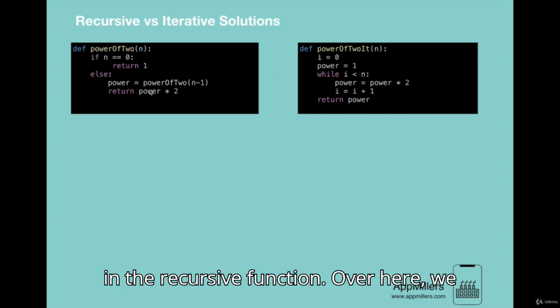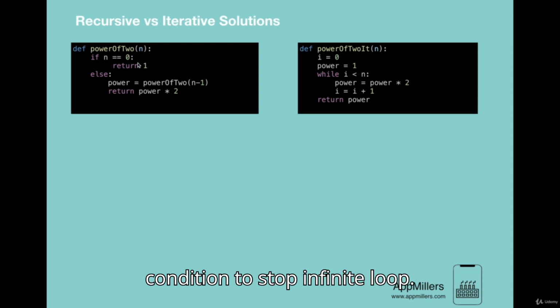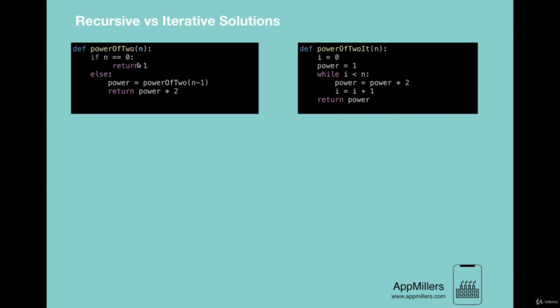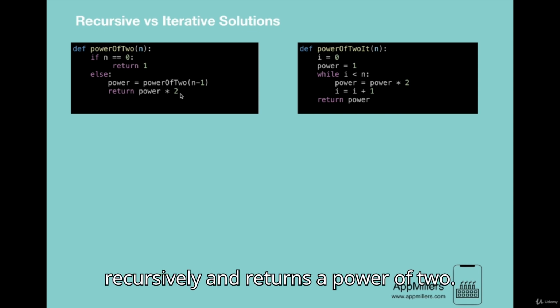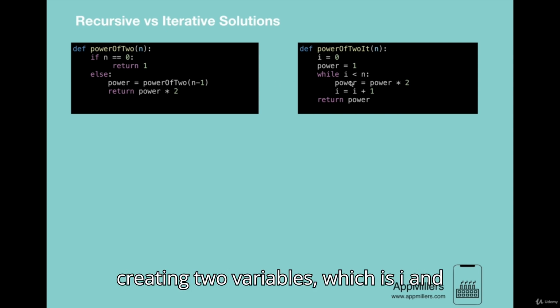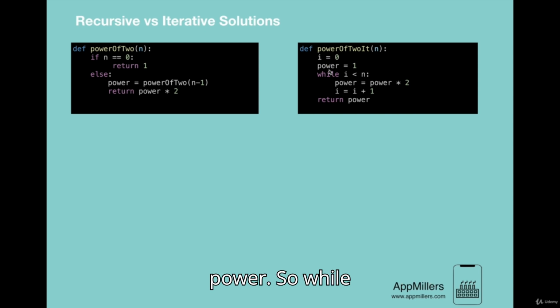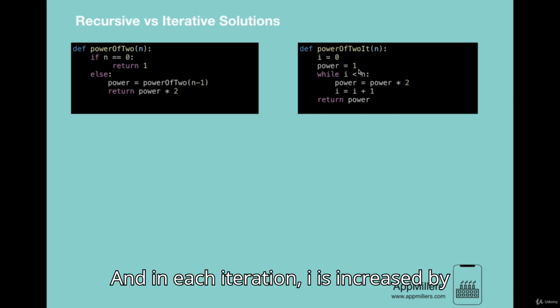In the recursive function over here, we have an if condition, which is a base condition to stop infinite loop. And then, if the condition is not satisfied, the function calls itself recursively and returns a power of 2. In the iterative solution, we start by creating two variables, which are i and power. So, while i is less than n, it multiplies power with 2, and in each iteration, i is increased by 1.